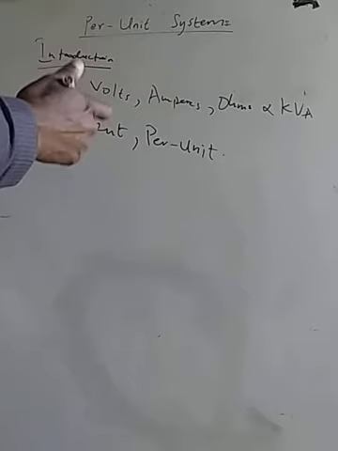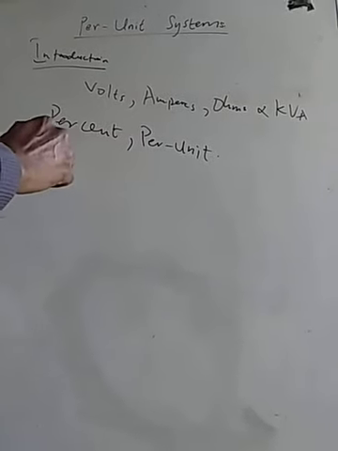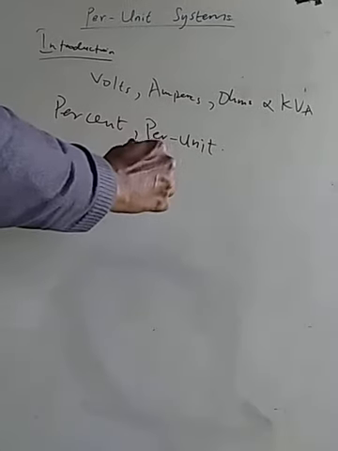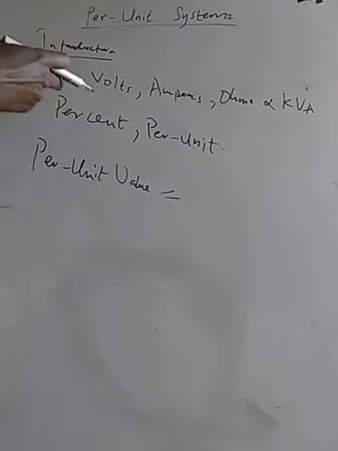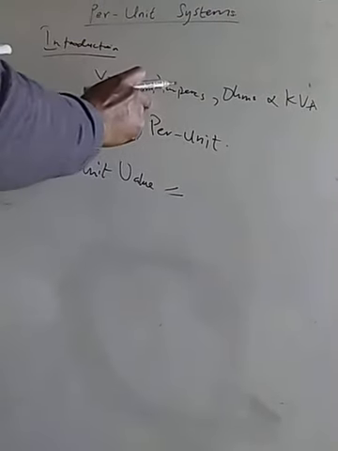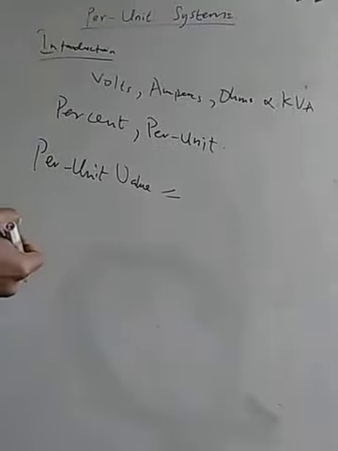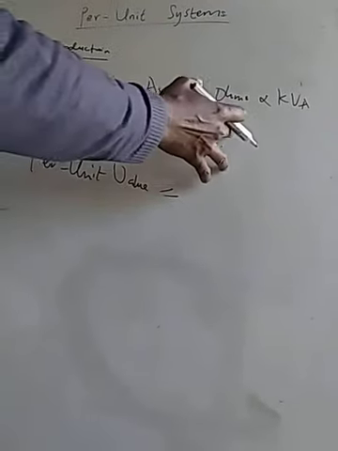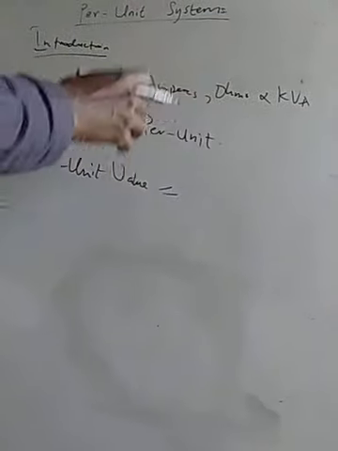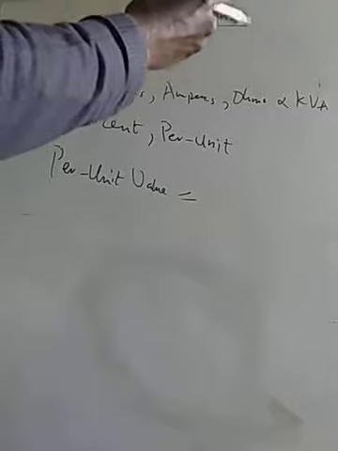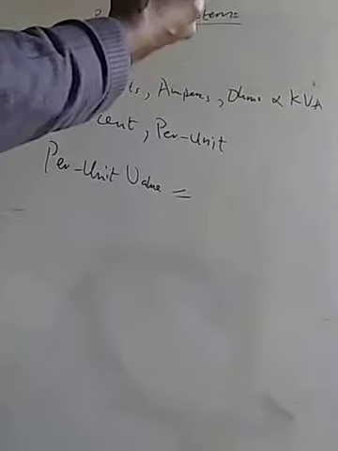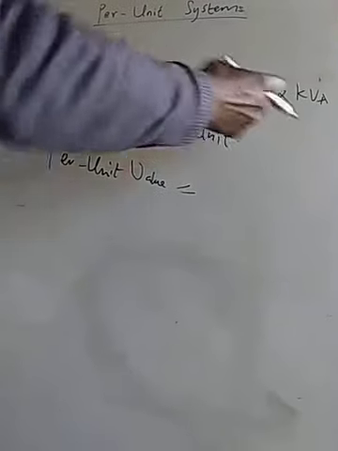The per unit value of any quantity. Let me repeat it again: most of the time when we solve problems in power system, we normally solve them in volts, amperes, ohms, and kVA. And it becomes much easier when we solve in percentage and in per unit of a selected base or reference. You have a selected base or reference value for each quantity.